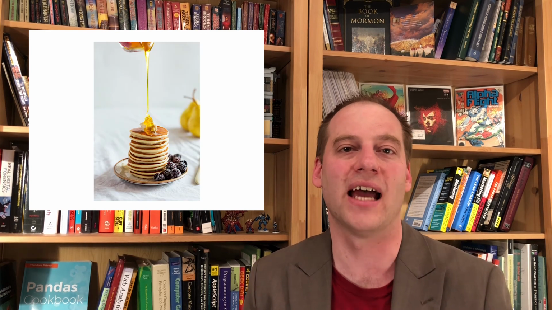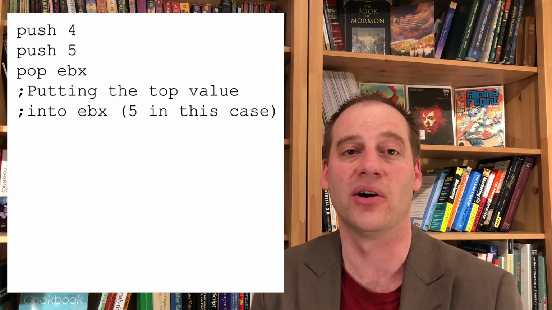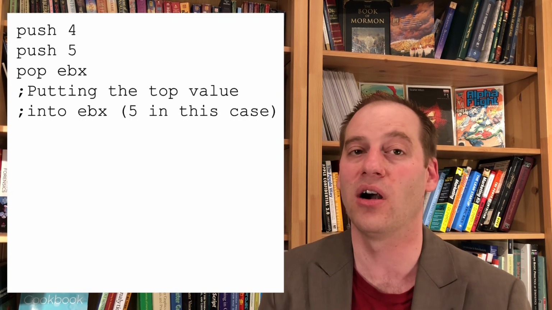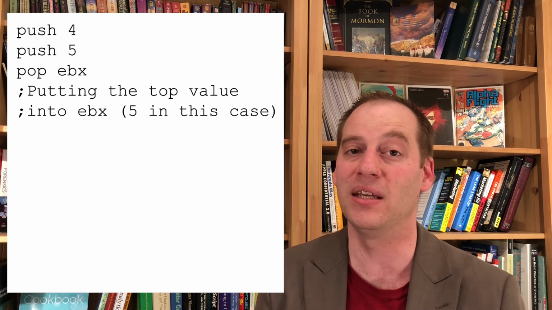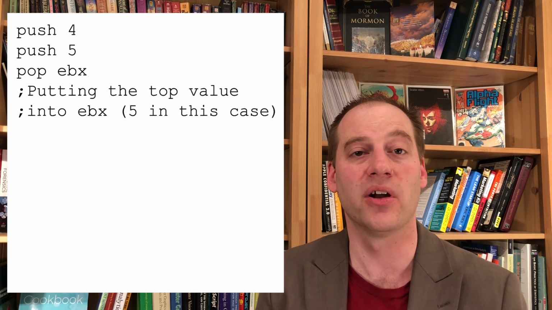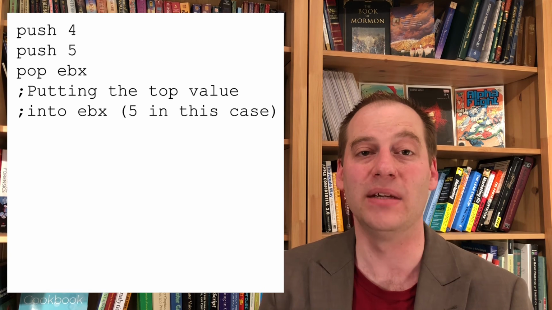Just like a stack of pancakes, the last pancake you put onto the stack is the first one you eat. The stack stores variables that you can push on top or pop off the top. You can see this in the assembly code like this. Push 4, push 5, pop EBX. This is putting the top value into EBX.